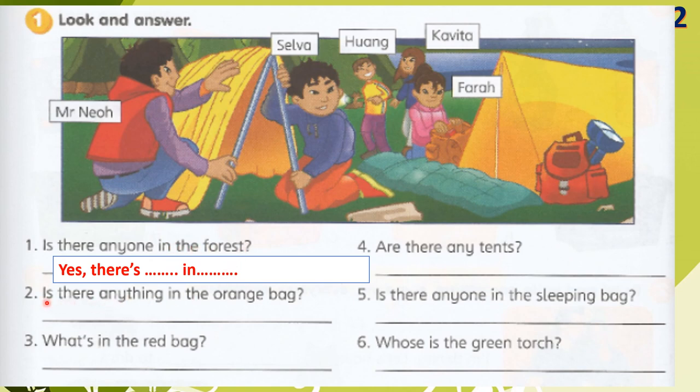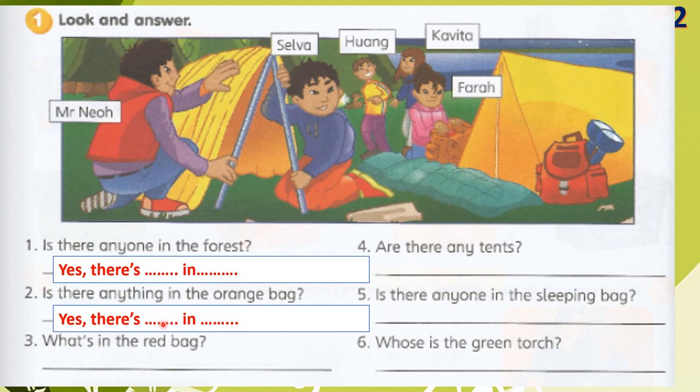Okay, number 2. Is there anything in the orange bag? So look for the orange bag. That's the orange bag. So look in the bag. Yes, there's something. Is there anything in the orange bag? Look, there's something. So the answer is yes, there's what? Okay, what is the indefinite pronoun here? In the orange bag.